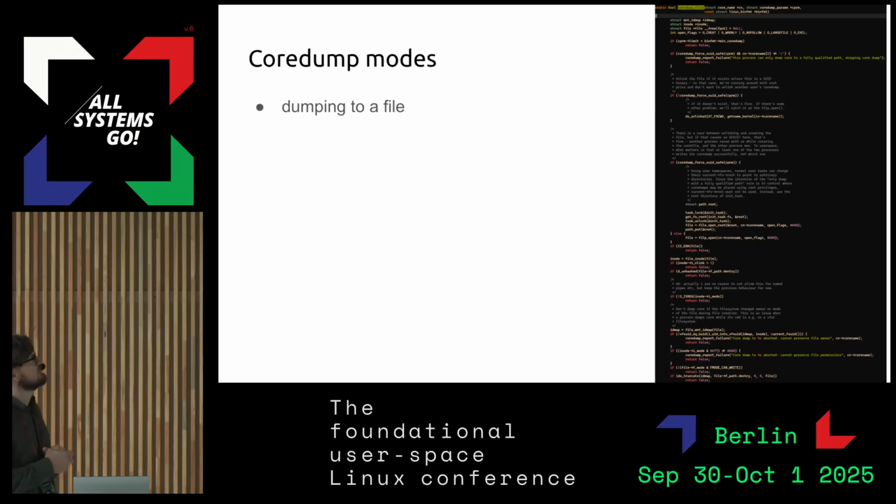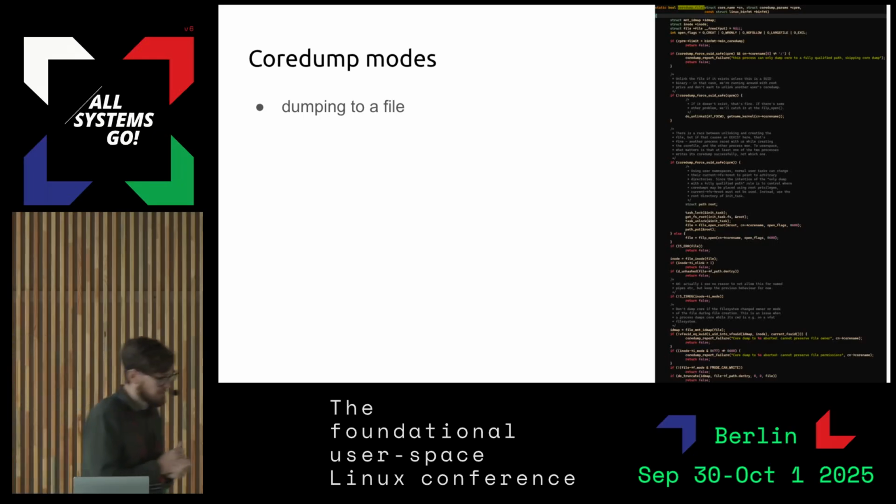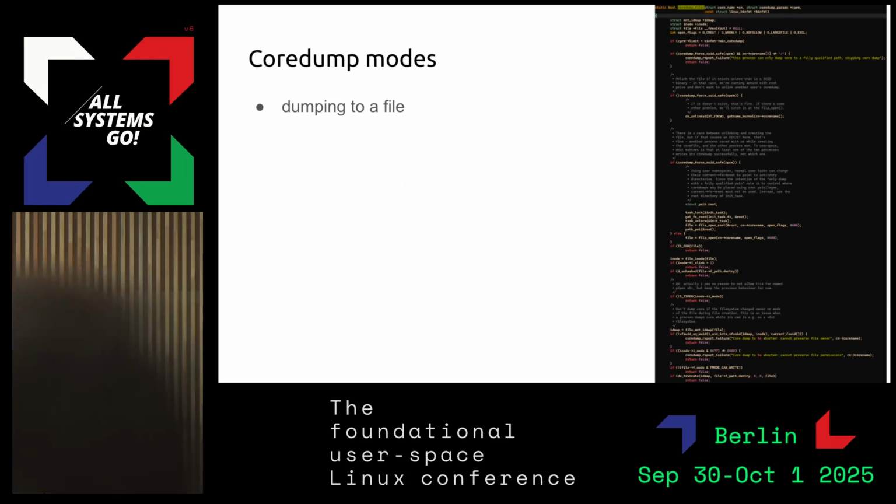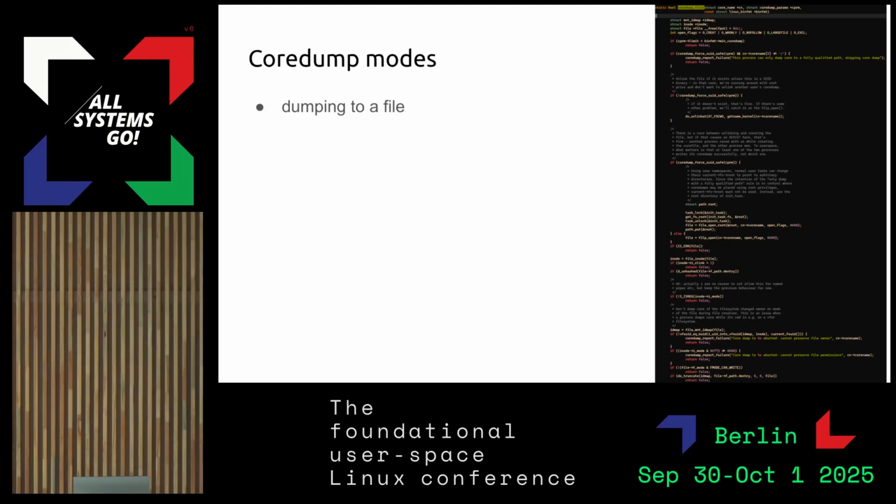So the oldest coredump mode. By the way, I copied a bit of the code on the right side. I don't know how well you can read this. I thought this would be bigger, but okay. Anyway, everything that you need to know about coredumps is in a single file in the kernel, fs/coredump.c, and I've cleaned it up so all of the different modes now have separate functions in which they live.